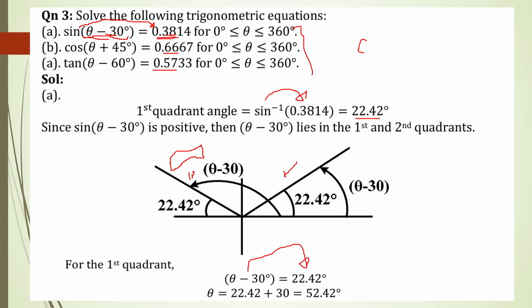Now that's where we tamper with this bracket and we make theta the subject. So we take 30 degrees this side, and if it crosses the equal sign, it becomes 22.42, then plus 30 degrees to get you 52.42 degrees. Now we also get the second angle and we equate it to this bracket, which was our angle initially.